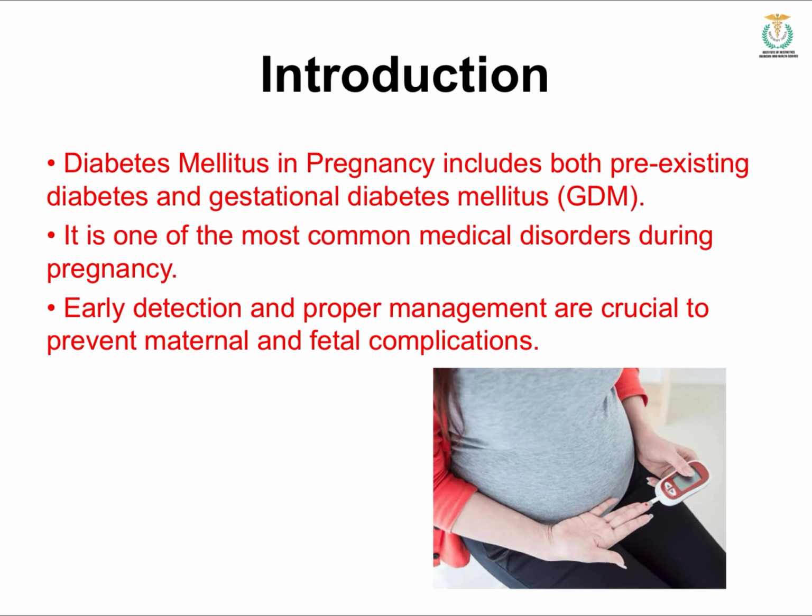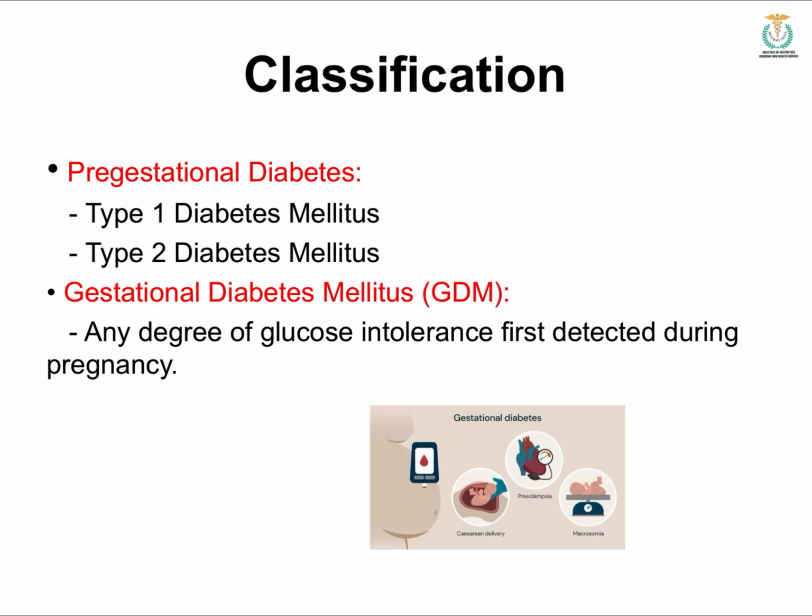The common thing here is that it can include both pre-existing diabetes and gestational diabetes mellitus. So you don't know whether the patient had a history of diabetes before or it's the first time. It is very important to know the history while diagnosing or treating when the patient comes for the antenatal checkups. So let's move forward with the classification.